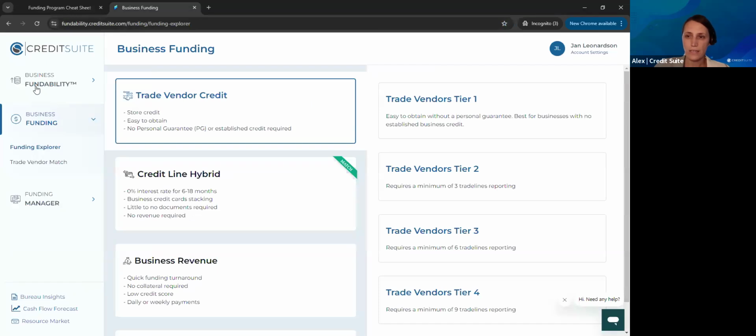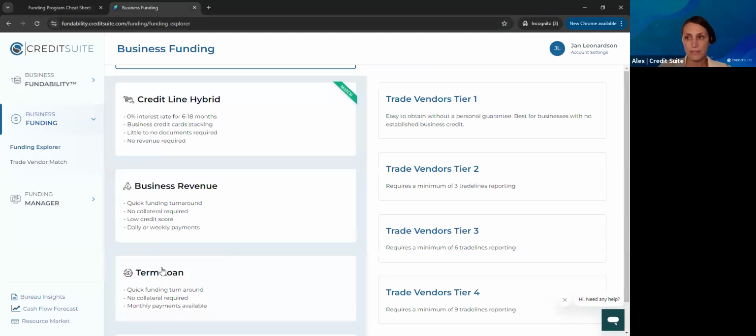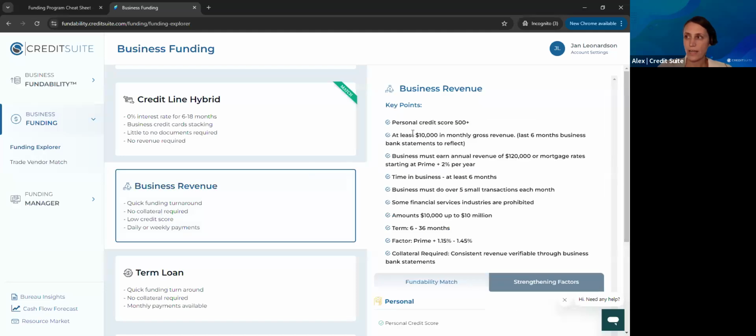When a client is here as a fundability client, they mainly are working off this business fundability tab. They're also going to work in the funding manager tab as they're working on the different tier business credit building accounts. But in the business funding tab, they can look into the different types of lending. So let's just pull up business revenue. It gives them some basic information. And here's where it's going to go through the details, just like what you were seeing on the funding program cheat sheet. So the fundability advisor team is still going to go through with them the 3 C's like they would do with a client that's from Suite Login.